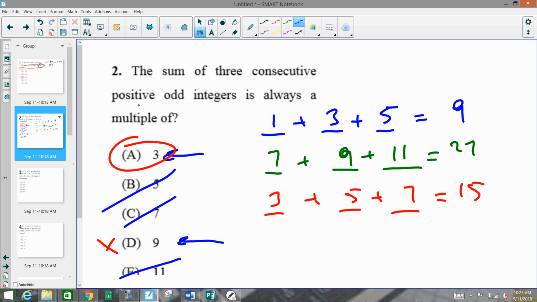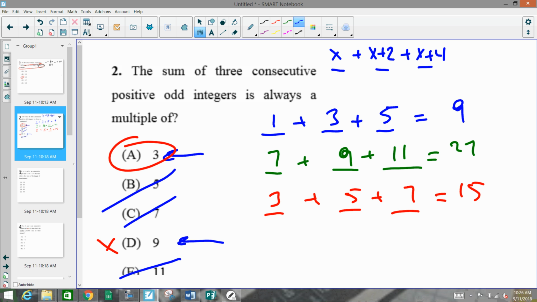Three consecutive odd integers: 1, 2, 3. X. What should I call next? Y. Good. X plus what? X plus 2. X plus 1 or 2? 2, because it has to be odd. There are two between each consecutive odd number, right? X, X plus 2, X plus 4.